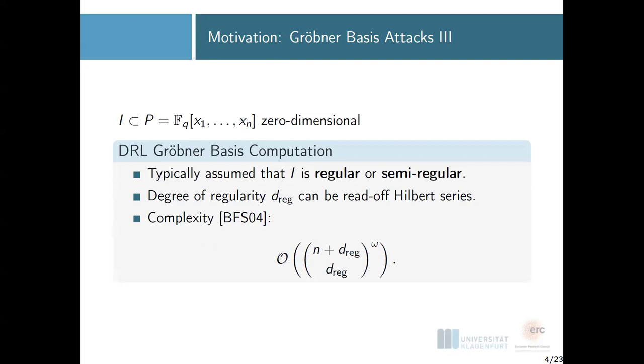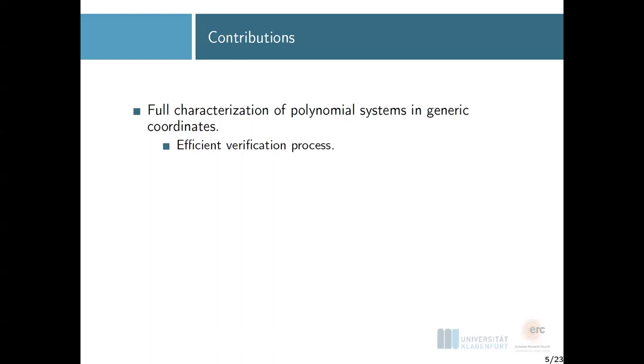But the problem in this whole attack is step number two, the computation of the first degree reverse lexicographic Gröbner basis. The complexity of this step is only known in special cases, like when the polynomial system is regular or semi-regular. If it exhibits these properties, then you have some a priori combinatorial knowledge about the system, and you can express the complexity of Gröbner basis computation with respect to some binomial coefficient. But the problem is that proving these conditions, regular or semi-regular, is very difficult. And this leads us to the starting point of this work.